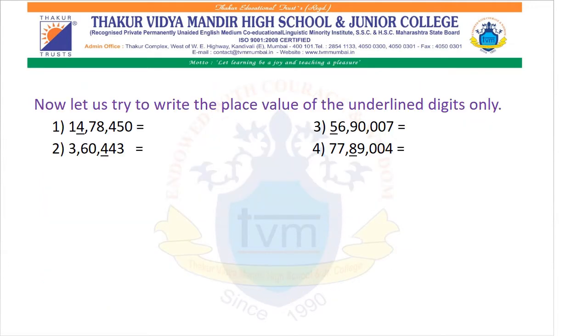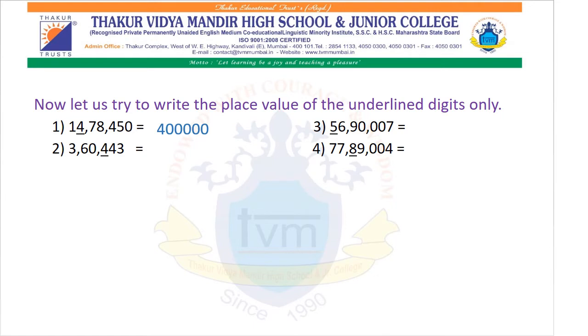Good. Now let us try to write the place value of the underlined digits only. First one is 14,78,450. Good. Now which number is underlined here? Number 4. This number 4 is in which place, children? It is in lakh position. Correct. So what will be the place value? 4 into 1 lakh, that is equal to 4 lakh.